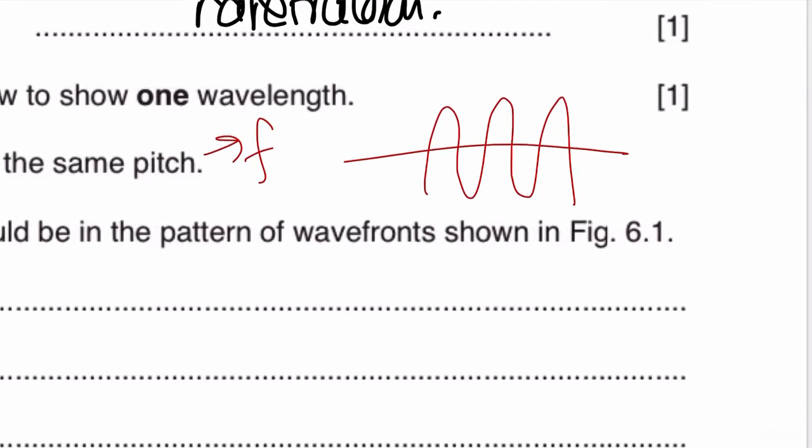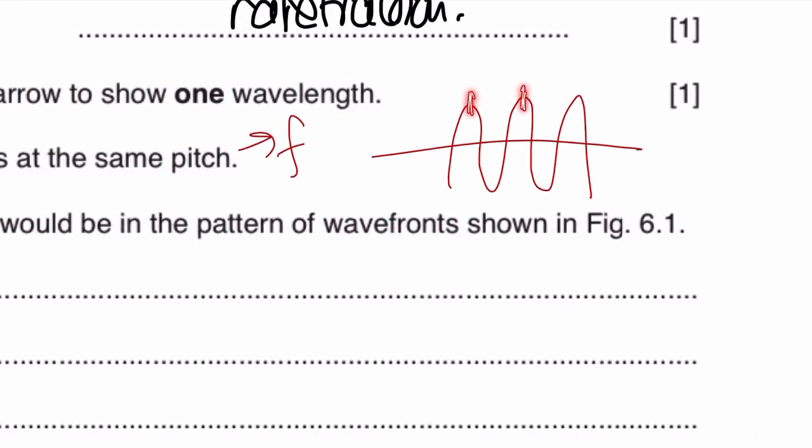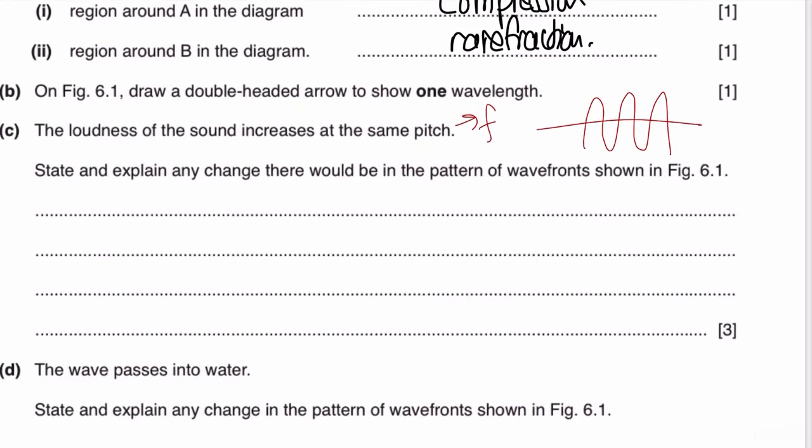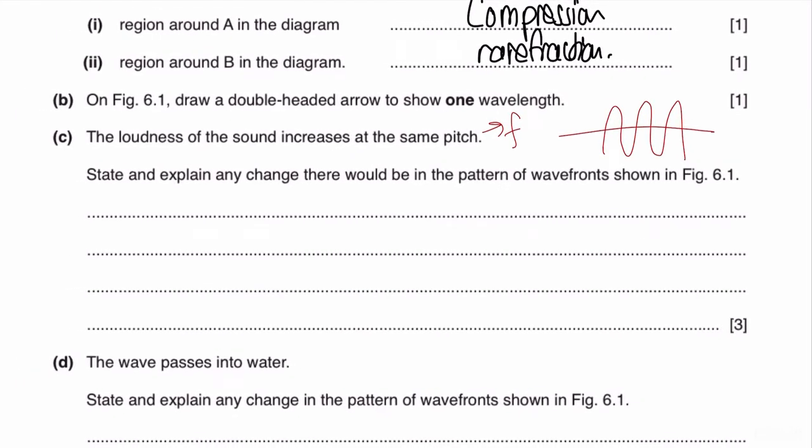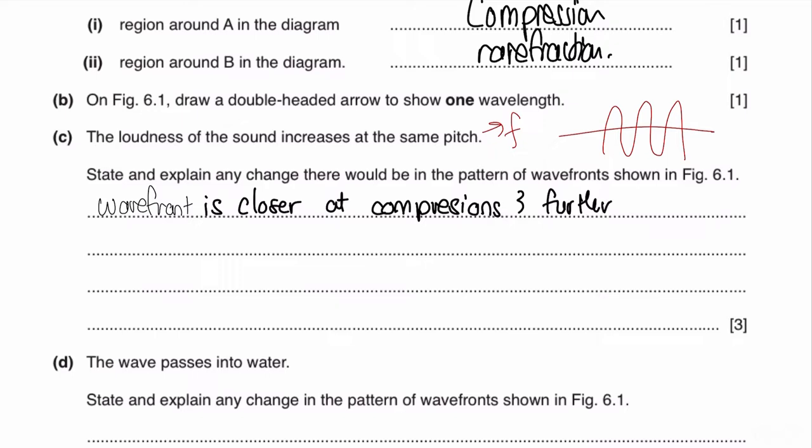तो हम लिखेंगे, और वेव फ्रंट क्या होता है? वेव फ्रंट रिप्रेजेंटेशन होती है वेवलेंथ की. फॉर एग्जांपल, फ्रॉम हियर टू हियर इज़ वन वेव फ्रंट. सो वेव फ्रंट पे कोई इफेक्ट नहीं आएगा, ठीक है. लेकिन हमें यहाँ पे लिखा हुआ है स्टेट एंड एक्सप्लेन एनी चेंजेस देयर विल बी इन द पैटर्न इन द वेव फ्रंट. तो अगर हम लिख भी रहे हैं कि नहीं होगा, तो हम बताएंगे क्यों. अब देखिए 3 मार्क्स का, तो हमें ये बताना होगा कि वेव फ्रंट कंप्रेशन में क्लोजर है और रिफ्रैक्शन में फर्दर अपार्ट है. ठीक है, तो हम लिखेंगे: wave front is closer at compressions and further at refractions.